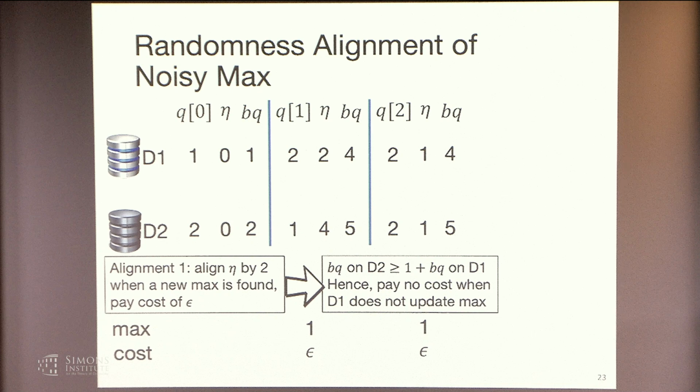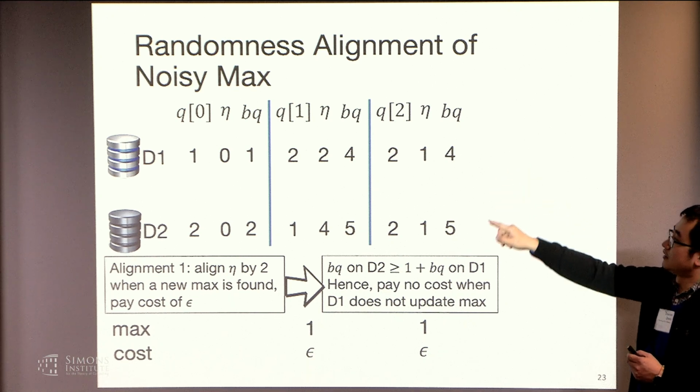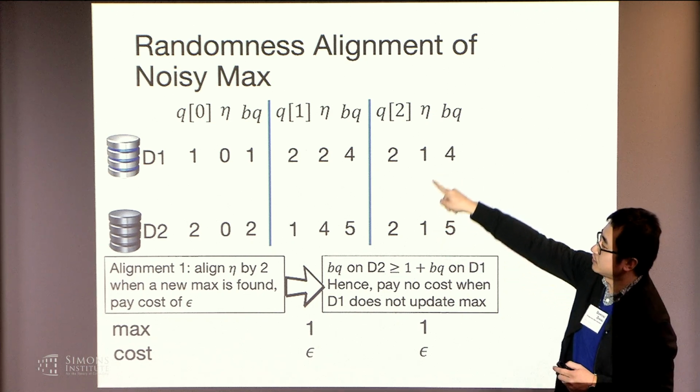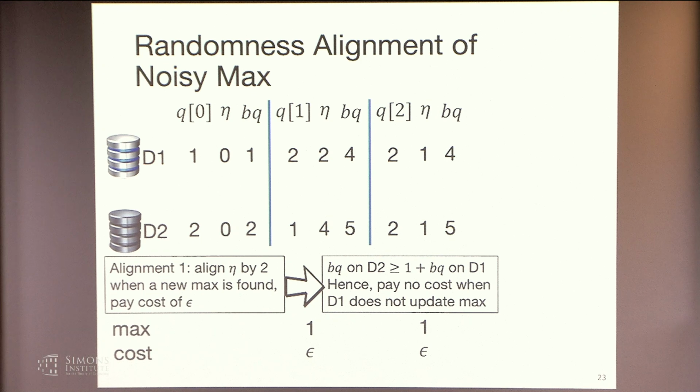The reason is that if you do that, it's guaranteed that the best query on D2 is always greater than or equal to 1 plus the best query on D1, because of the sensitivity assumption. The sensitivity is 1, and I add to the noise on D2 by 2. So the consequence is that if D1 doesn't update the max and I reuse the same bit of noise, it's guaranteed that D2 will not update the max either. In other words, because of the way I do alignment, if D1 doesn't update the max, there's no privacy cost. I just reuse the same random bit from the first execution, so the alignment is 0, and I don't pay any cost.